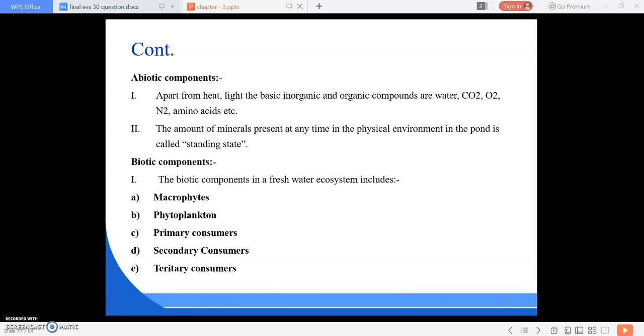So, we have completed our biotic component, abiotic component, and now we are going to study about the biotic components, in which we are also going to study about the producers, which is again divided into macrophytes and phytoplankton, and the consumers, the primary, secondary, tertiary consumers, and the decomposers.